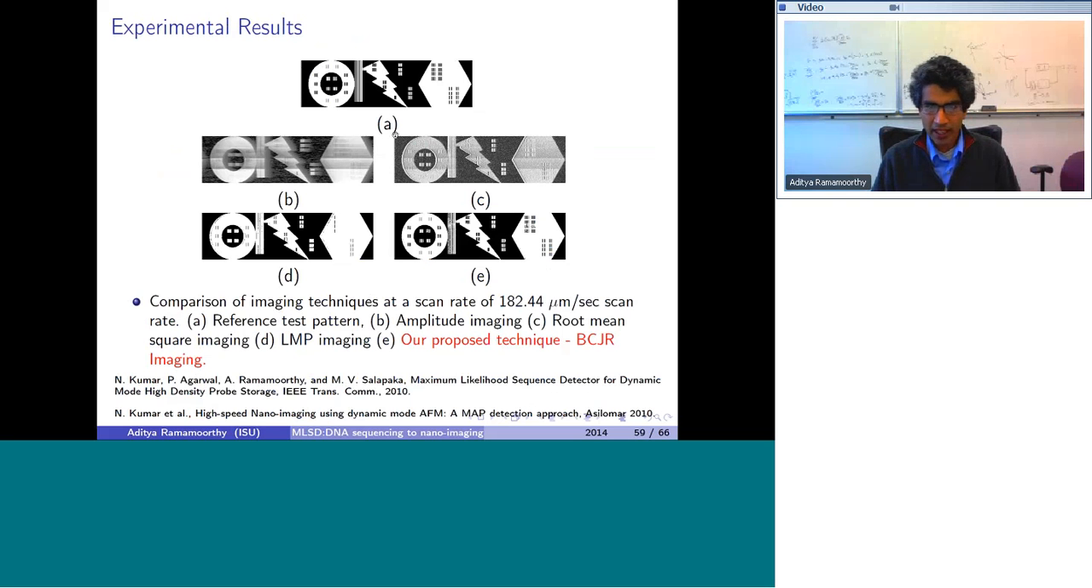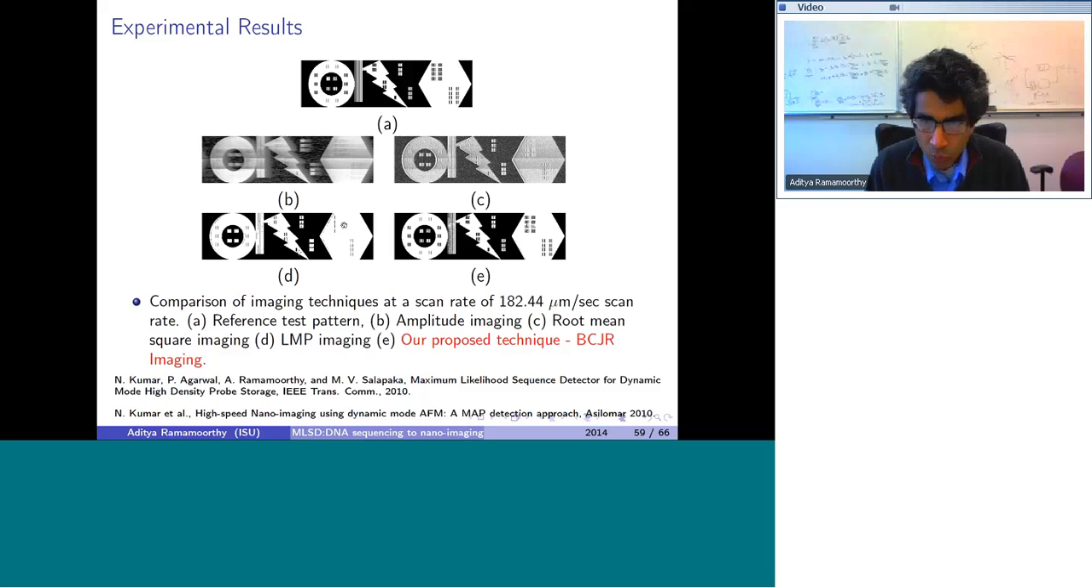And I'm showing here results from 4 different techniques. These two, B and C, are what you would find in a commercial AFM, for instance. This is the method that corresponds to the cantilever observer architecture, and this is the method which we call BCJR imaging. And as you can see, this particular method provides a significantly better image than any of the other techniques.